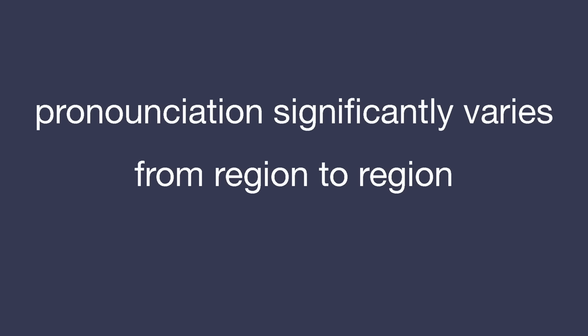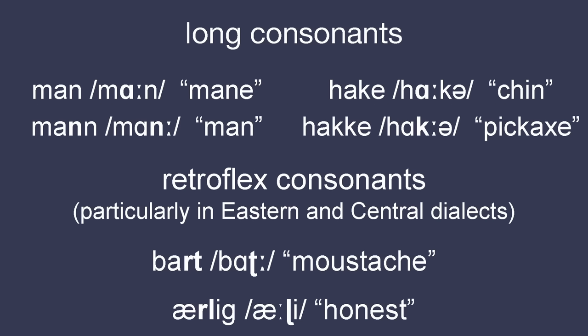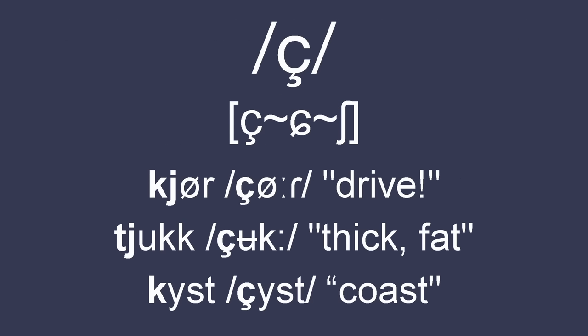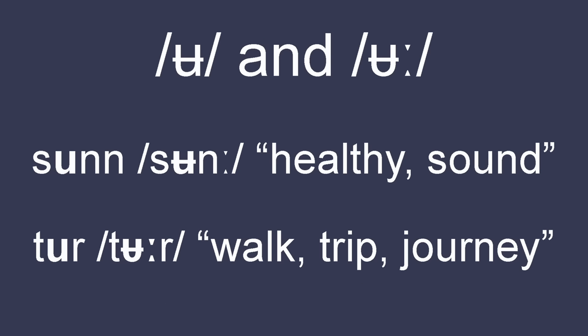Pronunciation varies heavily from region to region, but in general, there are both short and long consonants, phonetic retroflex consonants like in Swedish, and liquids v, l, r are voiceless or only partially voiced f, l, h, r after p, t, k, f. There's a h phoneme corresponding to Swedish s, with the sound even being one of its allophones. It also has the vowels U and U.